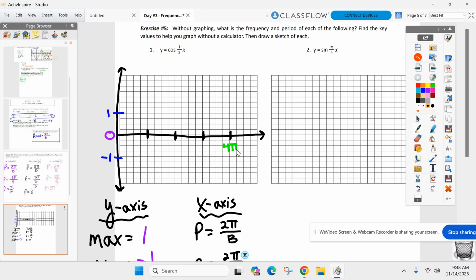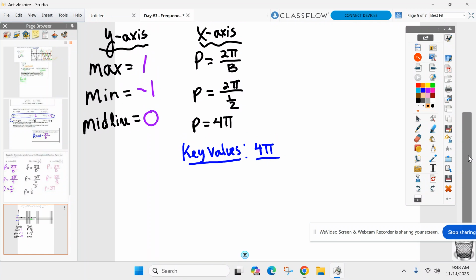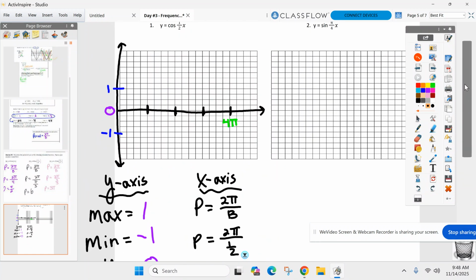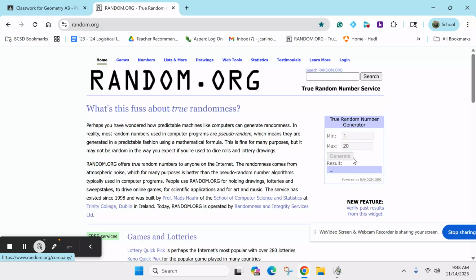The last one is always where it ends, where it starts repeating, and that's your period. All right, well, what about the other 3? We've got to cut 4 pi into 4 equal parts. I'm going to call the rest of the tick marks key values. And you take whatever your period is and always divide it up into 1, 2, 3, 4 equal parts. So what do I get with 4 pi divided by 4 equal parts?